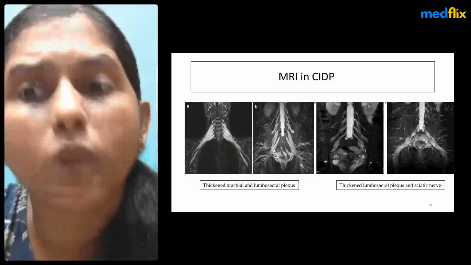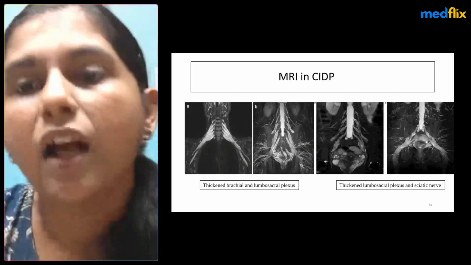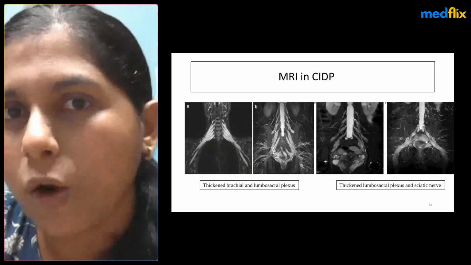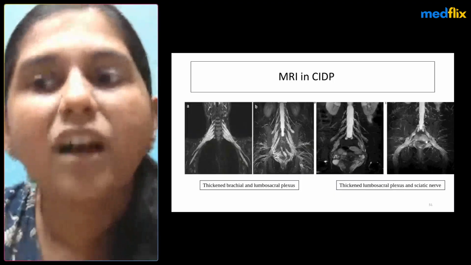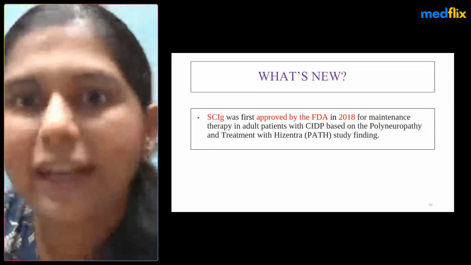MRI, of course, is a little more expensive, but again, the thickening of the nerve roots can be very important, non-invasive supportive evidence to make your clinical diagnosis.